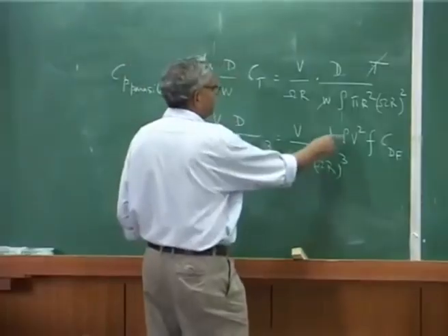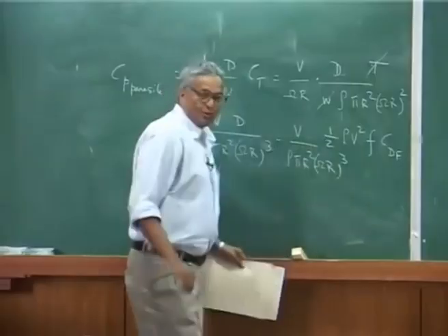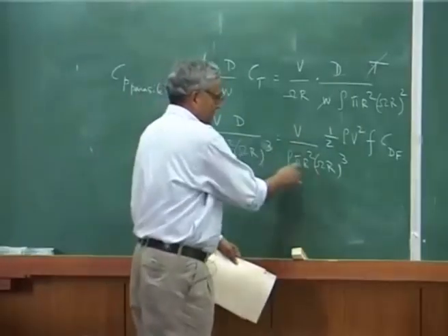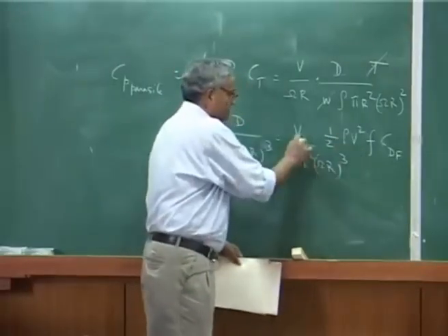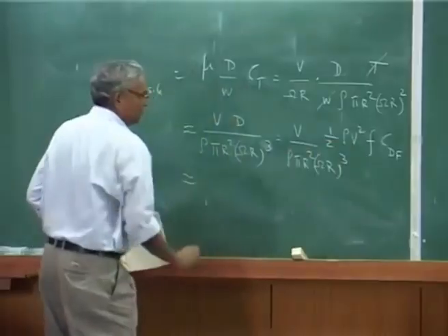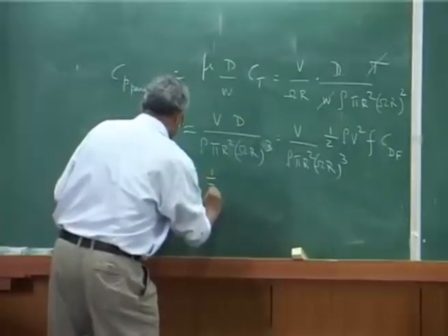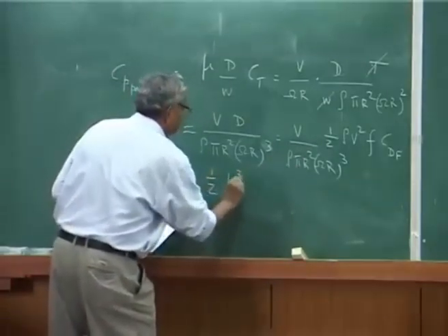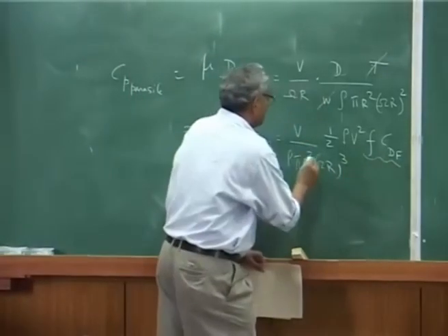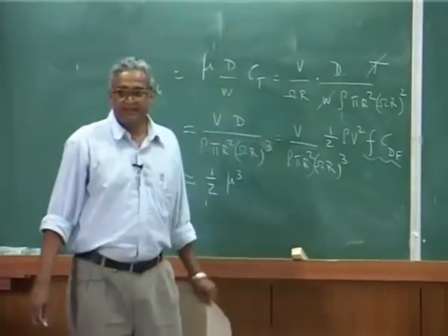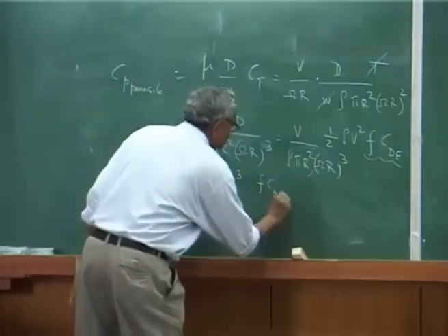Now, if you cancel out, because V over omega r, one of the omega r you will get it, because you know that V over omega r, this is V cube over omega r cube, that will be, I am writing it as approximately mu cube. But there is a factor half is there, half mu cube f CD over pi r square. Okay.